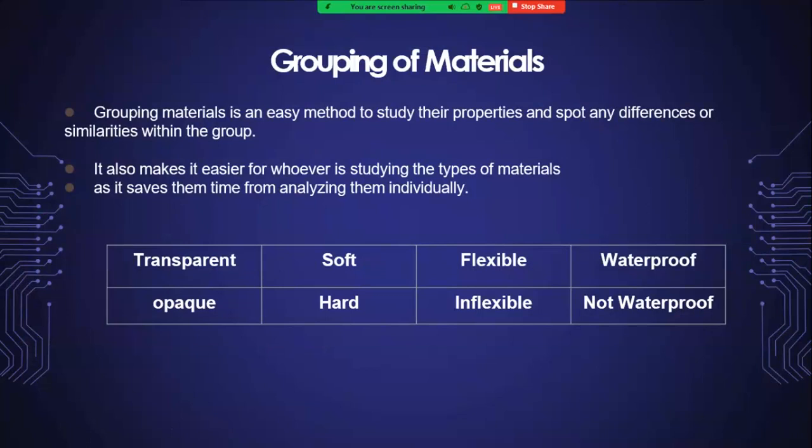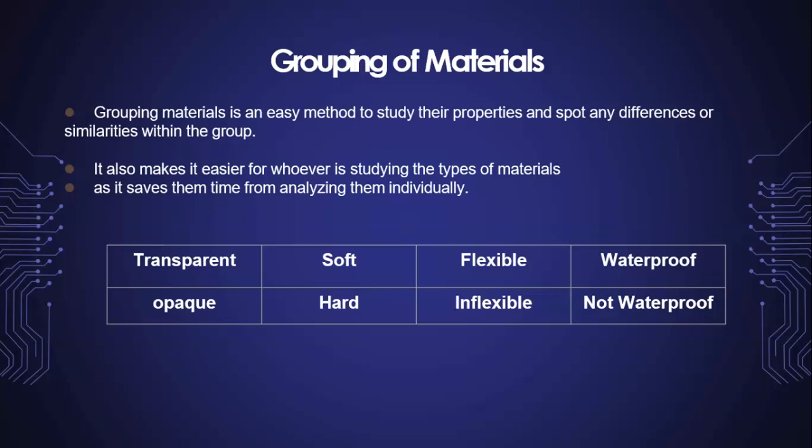Grouping of materials. All right, back in the chapter on living things, we know that animals are grouped into mammals, birds, reptiles, amphibians, insects, and so on. So what about non-living things? How do we group them? Why do we need to group them? Because grouping materials is an easy method to study their properties and spot any difference or similarity within a group. It also makes it easier for us who are studying the types of materials.